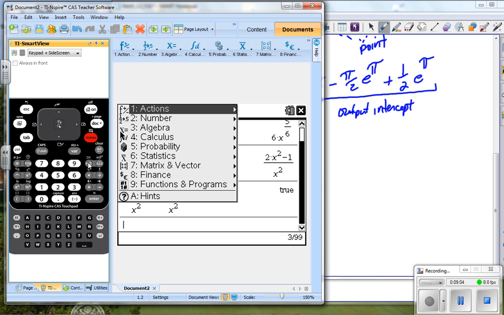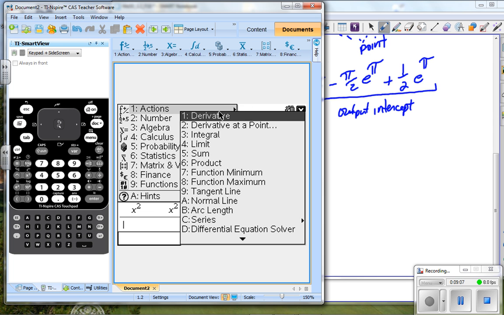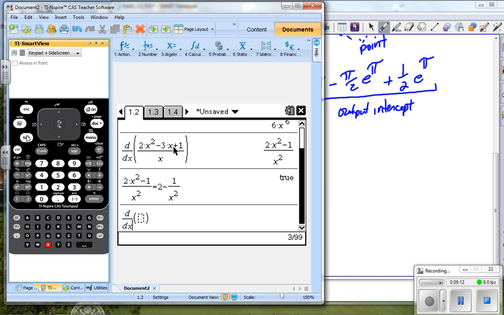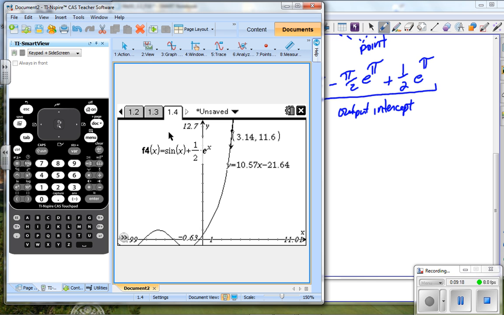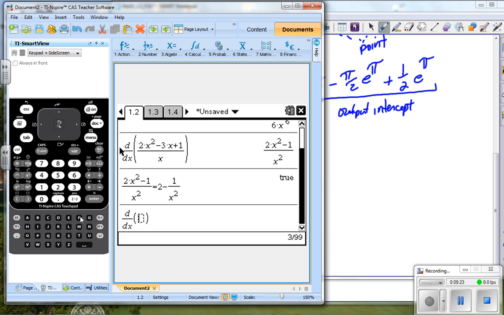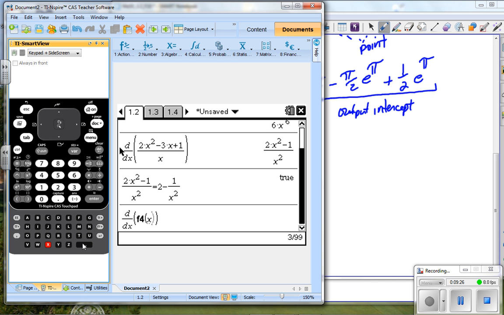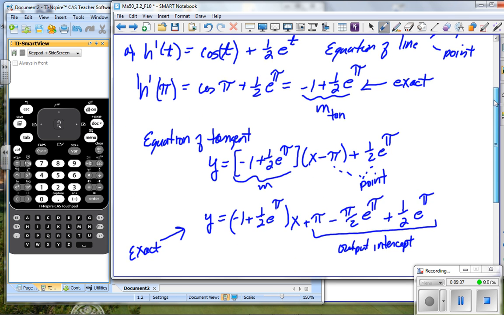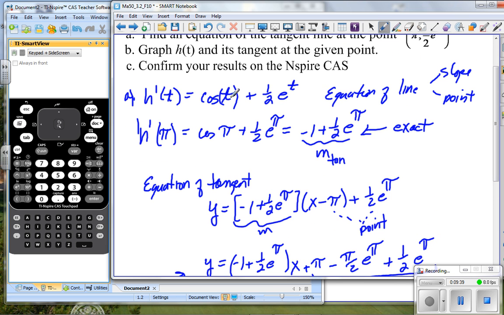We can go to menu and go to calculus, and we can do the derivative with respect to x of, and we are actually using, let's see, f4 of x in this example. So I'm going to type in f4 of x. You can go ahead and retype the entire function if you wish. And so we get cosine x plus e to the x divided by 2. Is that what we got? And it is. Cosine t plus 1/2 e to the t is equivalent.